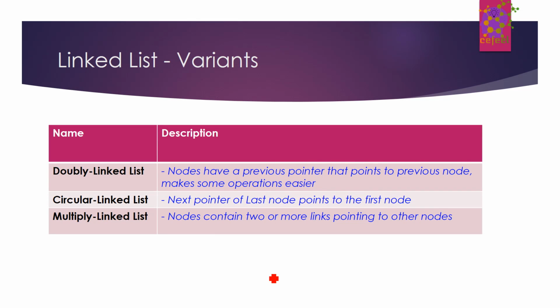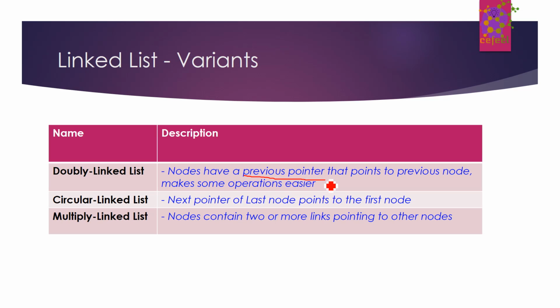Now doubly linked list is basically a linked list wherein every node has 2 pointers. Similar to a next pointer, there is also a previous pointer which points to the previous node. So this makes certain operations easier. So you can traverse both directions, left or right, previous and then next.